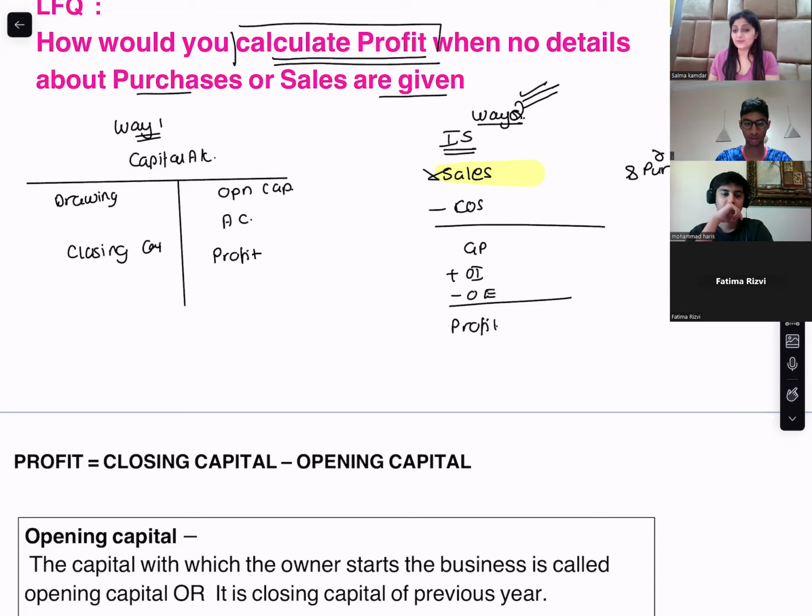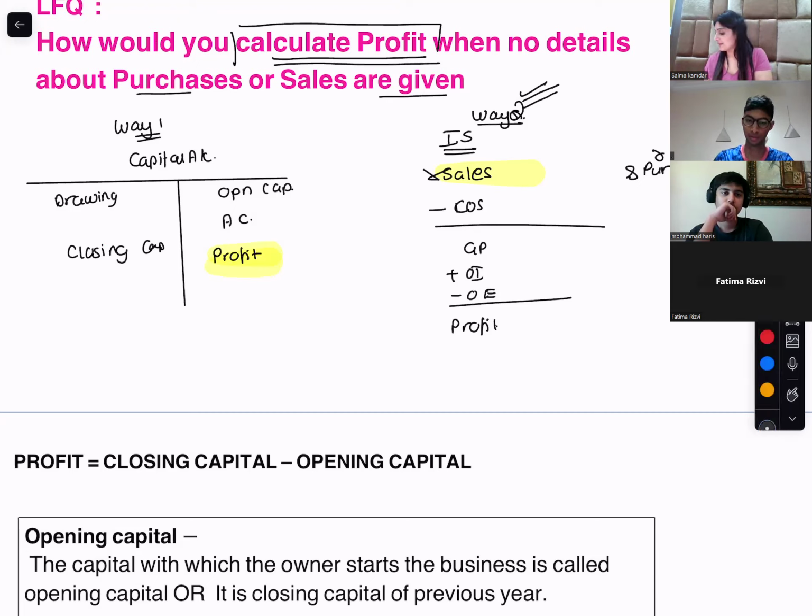What am I interested to find out? Profit. So, Fatima, can you summarize for me two ways to find out profit? Income statement and capital. You make an income statement to find profit, but if you don't have purchases and sales information, you make a capital account.